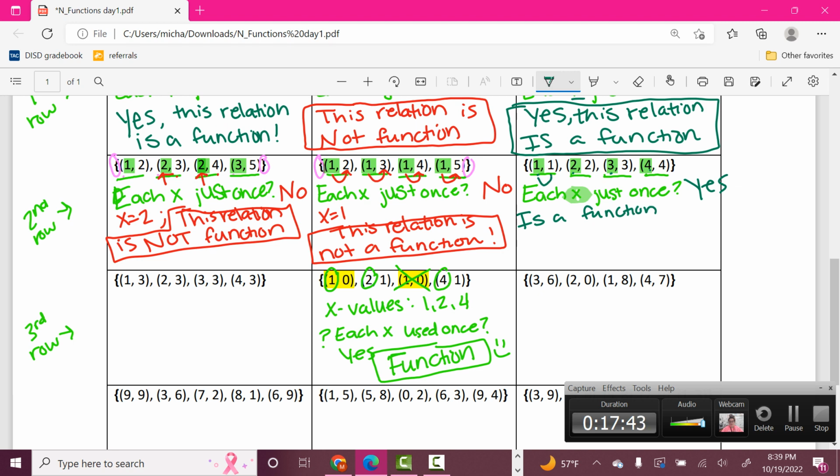because the x value 1 only has one different y value. The x value 2 only has one different y value. The x value 3 just has a single y value, and the x value 4 has a single y value. So yes, this is a function. Each x is associated with or belongs with a single y value.